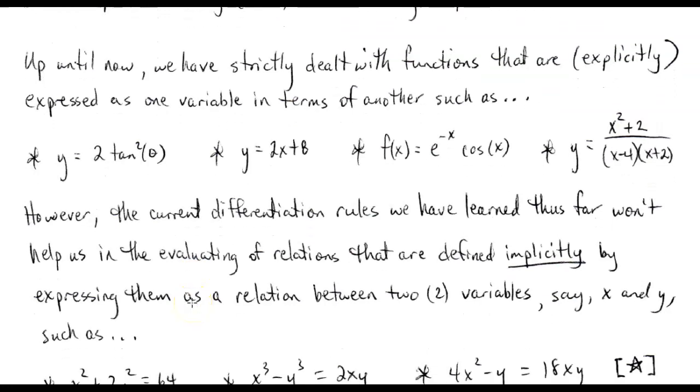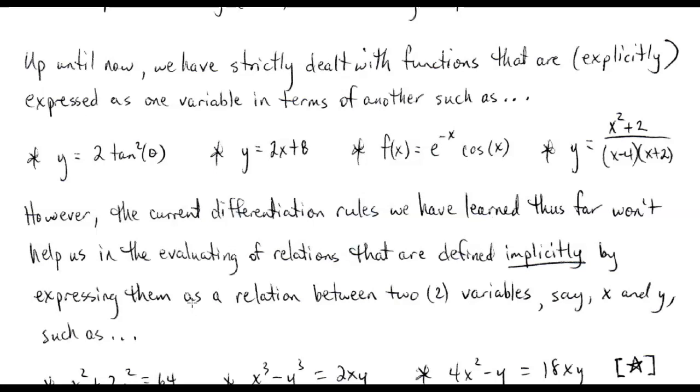So up until now, we have strictly dealt with functions that are explicitly expressed as one variable in terms of another, such as the ones that you see here. I'm saying that because if you're watching this particular video, then you've probably already learned your basics about differentiation rules. You've learned about product rule, quotient rule, and chain rule. But now you need to learn about how to do implicit differentiation.